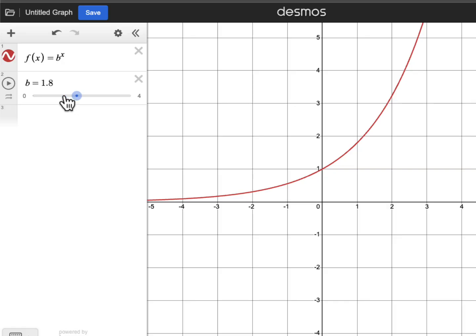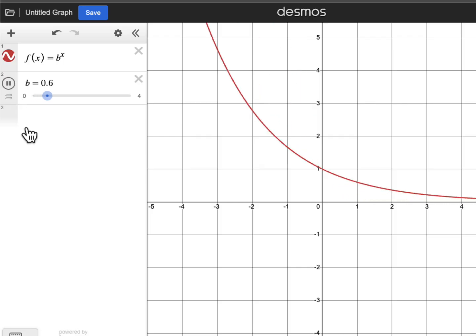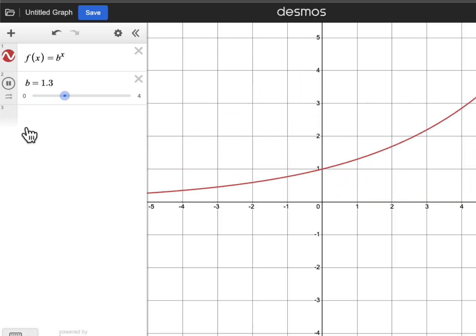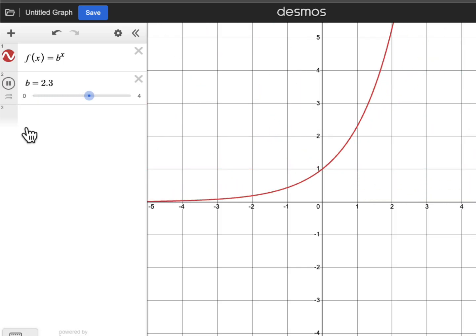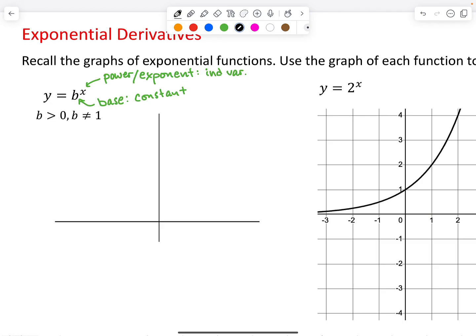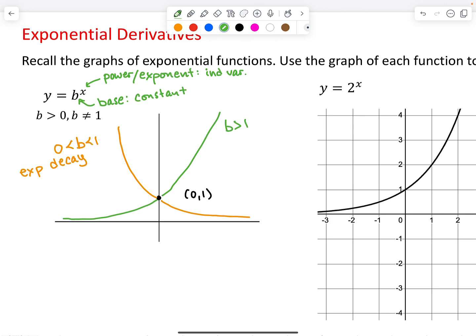And notice, furthermore, that all of these exponential functions pass through the point 0, 1. That is because a legitimate base b raised to the 0 will give you 1, no matter what that base is. So in our notes, we have the point 0, 1. If the base is between 0 and 1, then we have a graph that represents exponential decay. And if the base is more than 1, we have a graph that represents exponential growth.